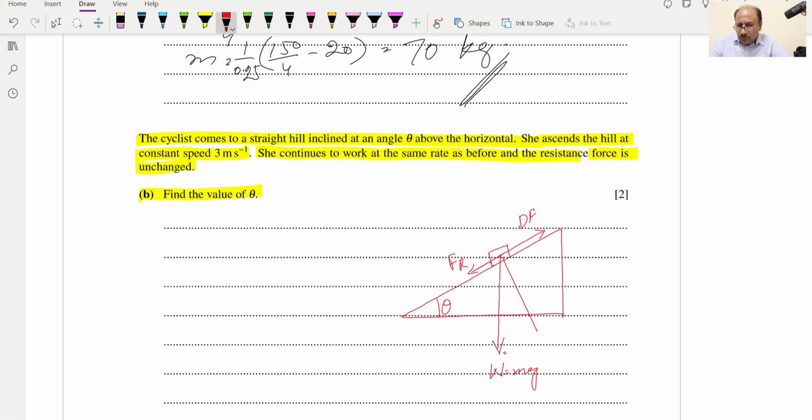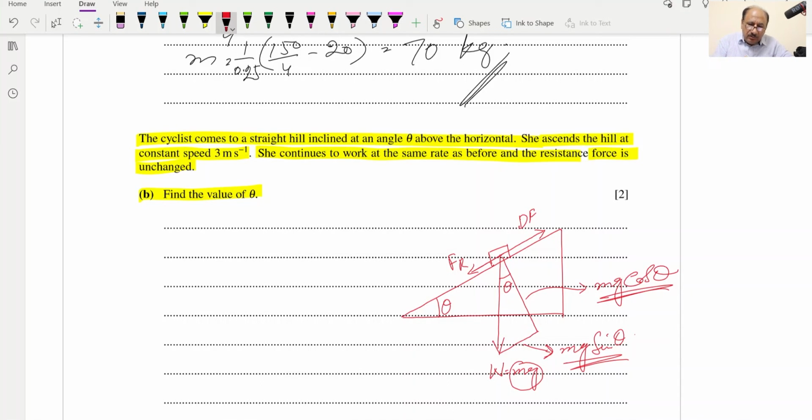We can resolve this force parallel to the inclined direction. So this will be our theta, and we can take this as mg sine theta, and this component will be our mg cos theta. This is what we are doing: we are splitting the vector, basically the weight W, into mg sine theta and mg cos theta. Now we are done with the drawing.